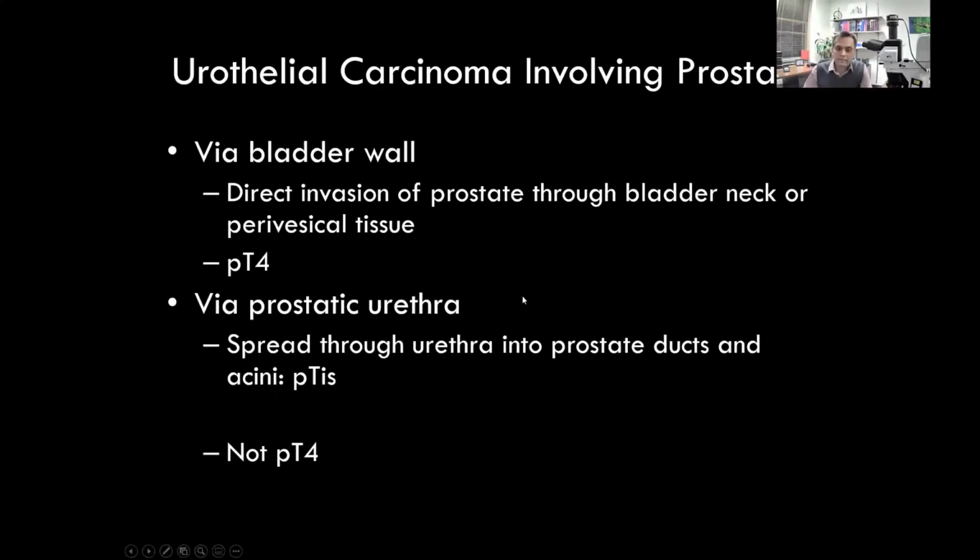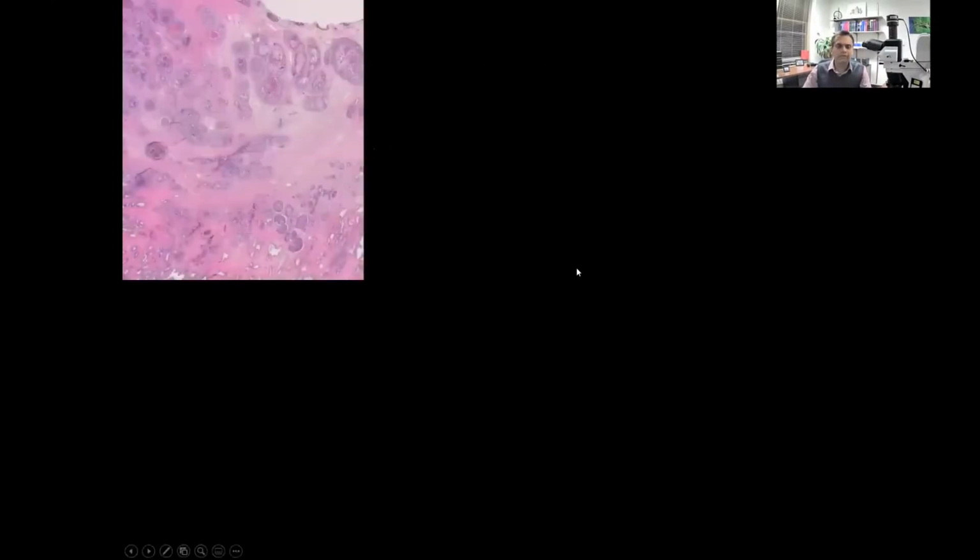When the cancer spreads through the urethra into the prostatic ducts and acini, it doesn't matter how extensive it is. Sometimes you might see the cancer just spreading as carcinoma into the ducts all the way up to the periphery of the prostate. This will still be pTis. And in some cases, you can see this pTis actually invading the prostatic stroma from the ducts. In this case, again, it will not be pT4, it will only be a pT2. Let me show you a few examples here.